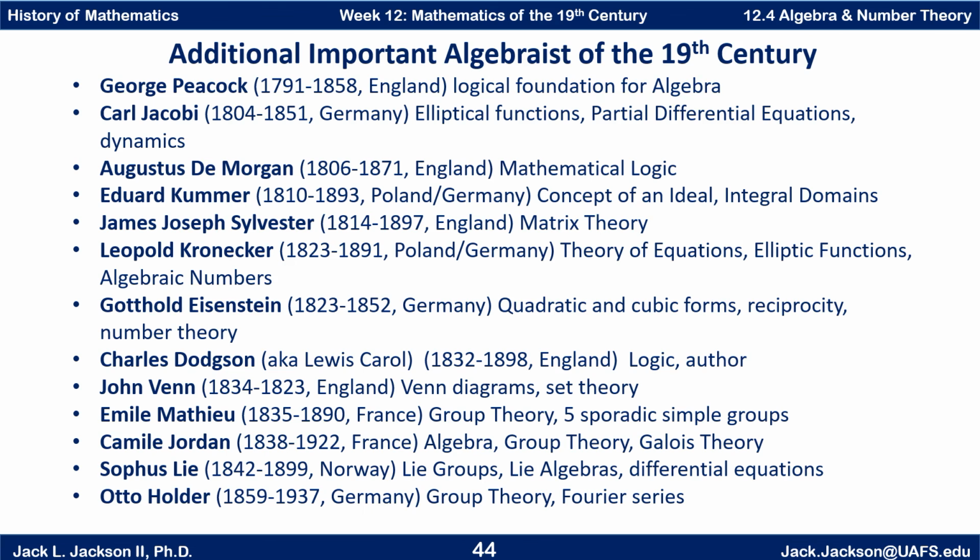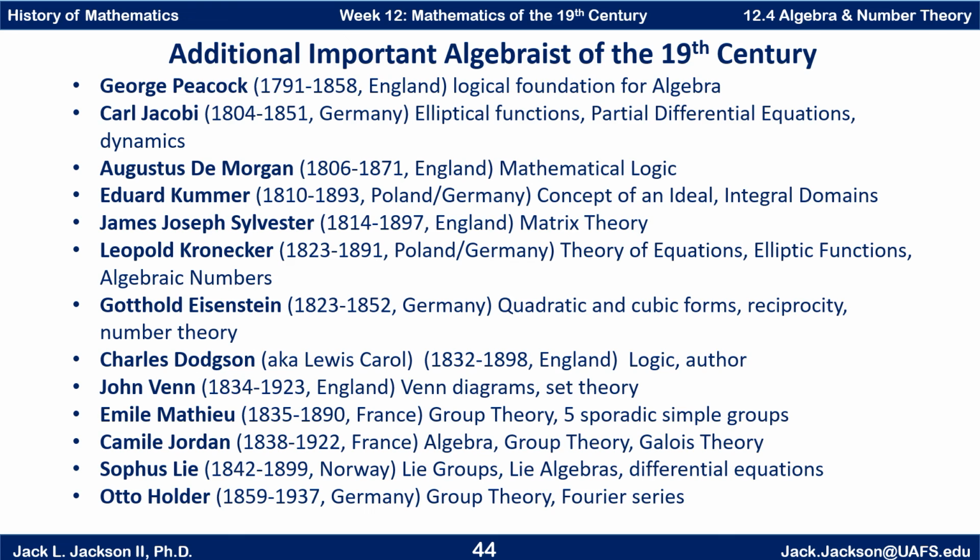John Venn lived from 1838 to 18. Something's wrong there. Let me look up his dates. So the 1834 was right, but it should have said 1923. He had a long life there in England. You probably know of him from his Venn diagrams and some of the work that he did with set theory.